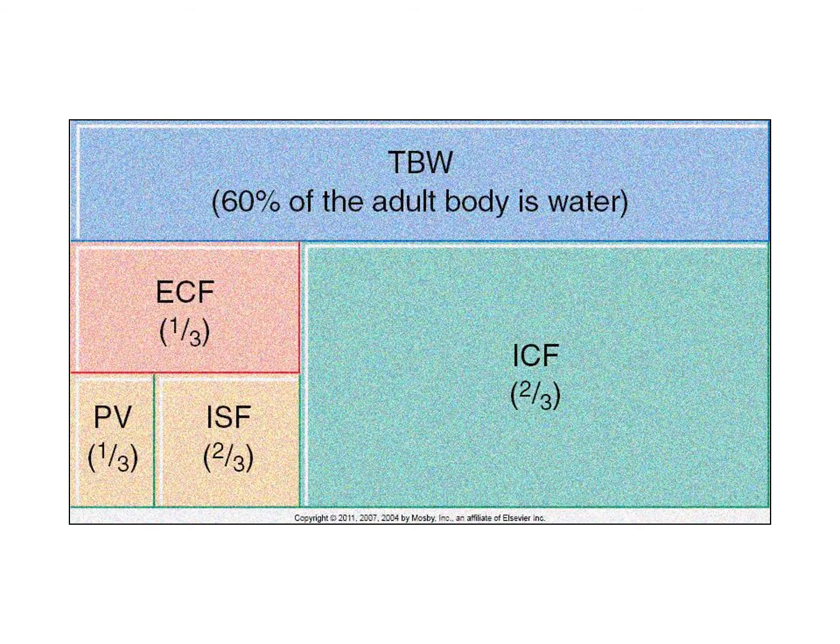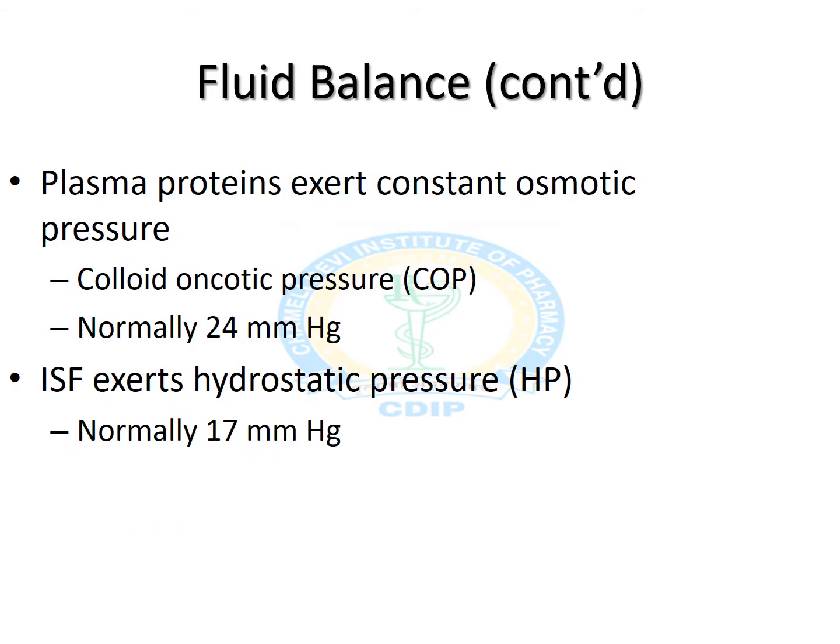This is a simple tabular form. Of total body weight, 60% of the adult body is water and 1/3 of it is extracellular fluid. Plasma contains 1/3, 2/3 is interstitial fluid, and intracellular fluid comprises 2/3 of the total body water. Plasma proteins basically exert colloid osmotic pressure. This is a desirable property of any plasma expander. It should exert the colloidal oncotic pressure, which is normally about 24 mmHg. Interstitial fluid exerts the hydrostatic pressure, and normally it is 17 mmHg.